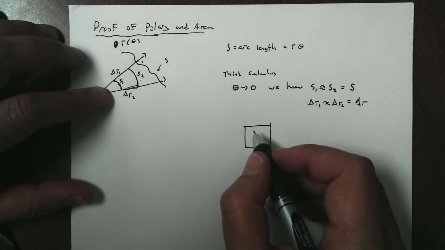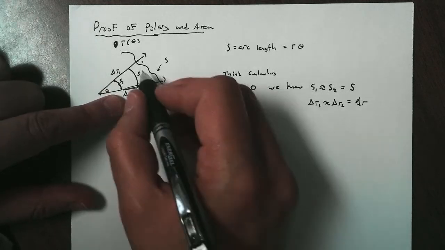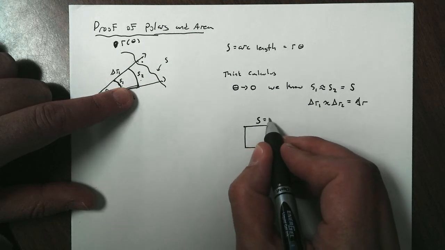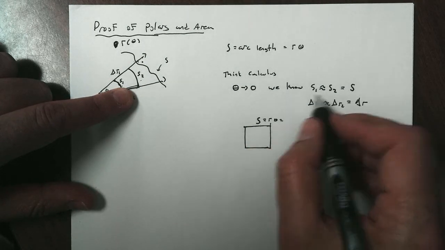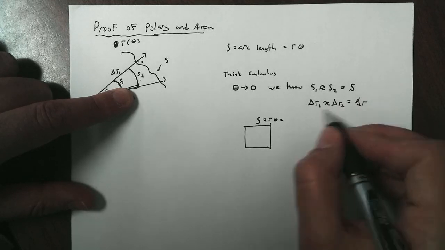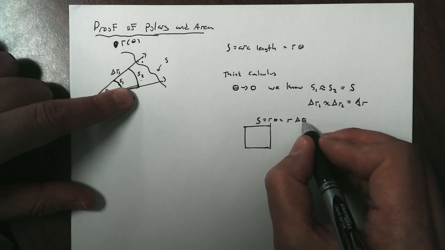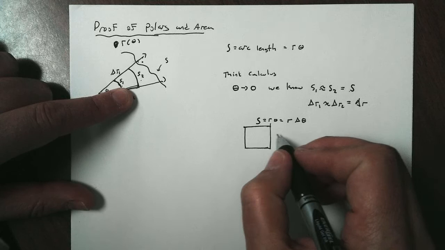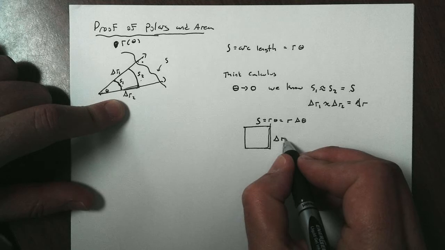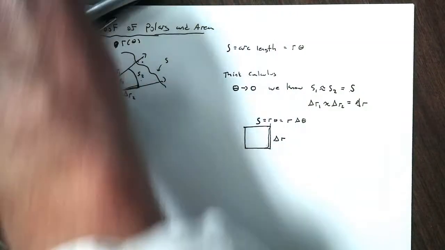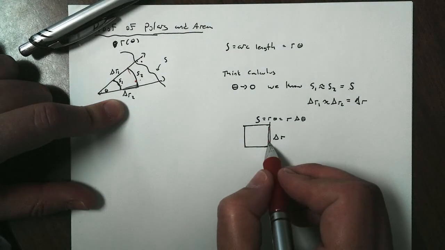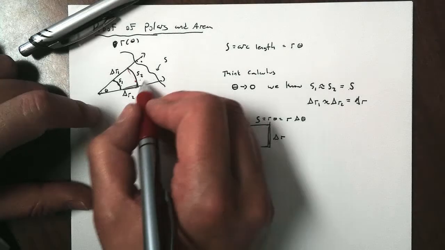Here up here, I would have my side length. We call that S, which remember was r theta, which for us is now going to be r d theta as theta goes to 0. And the length right here, that's just delta r. So there's my arc length, and there's my side right there. So we've got our two sides of a rectangle.